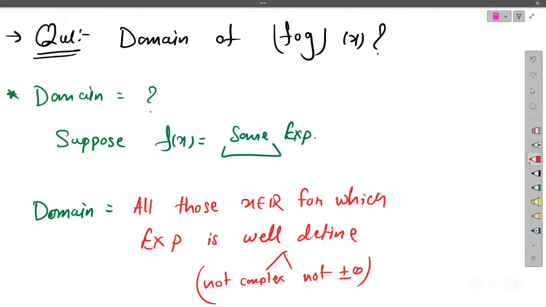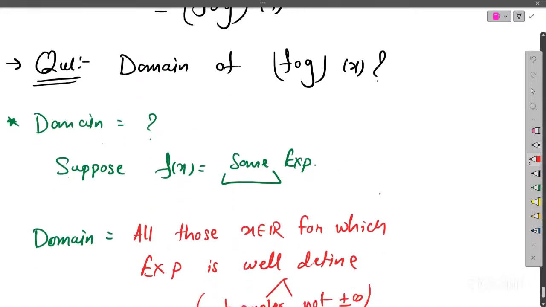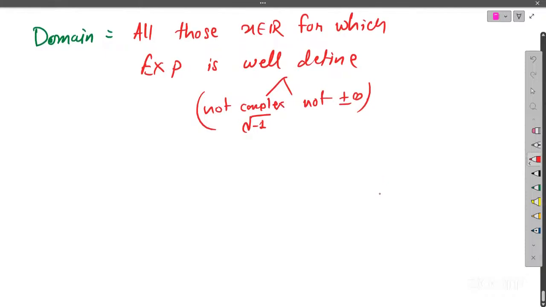So to find the domain, we have to extract all those real numbers for which the given expression is meaningful. It should not become plus infinity or minus infinity, and it should not become any complex number. Complex number means square root of minus 1 type of thing. If such a thing is not happening for that x, we can say the function makes sense and we can take that x in our domain set. So if f of x is given with some expression, it is a valid question to ask what the domain of that function is. This is the meaning of domain: extracting all those x for which the expression of the function makes sense.